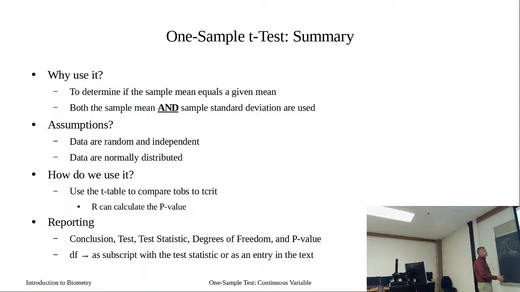So the one sample t-test, we use it to answer the same types of questions that we would use the z-test for. We're testing, is a sample mean equal to some given value, or to a population mean? The difference between the t-test and the z-test comes down to the standard deviation. If we have a population standard deviation, we do the z-test. I'm sorry, z-test if we have the population standard deviation. If we have the sample standard deviation, we use the t-test. The assumptions of the t-test are that the data are random and independent, and that the data are normally distributed.